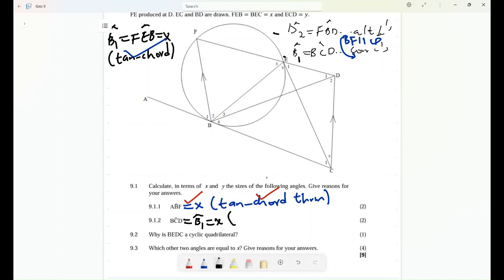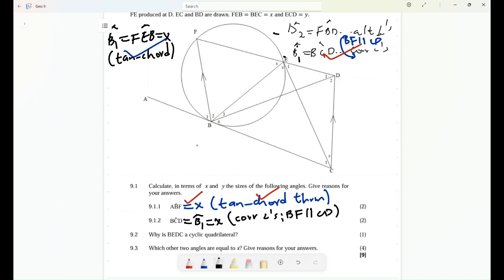So what is my reason? Already I know angle B1, hence I am saying now it is equal to X, because angle B1 was already proven to be equal to X, again from this point here. So what is my reason in this case? My reason is corresponding angles, such that BF is parallel to CD. Another important piece of information was used.